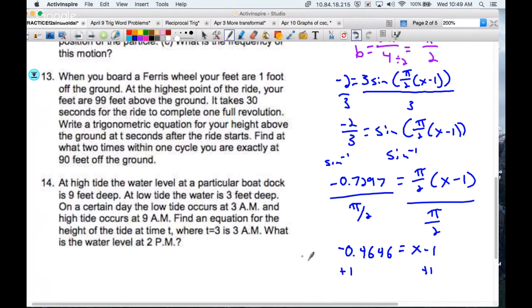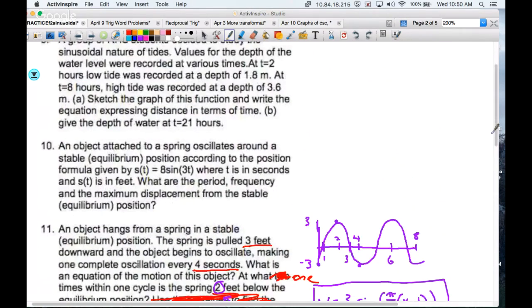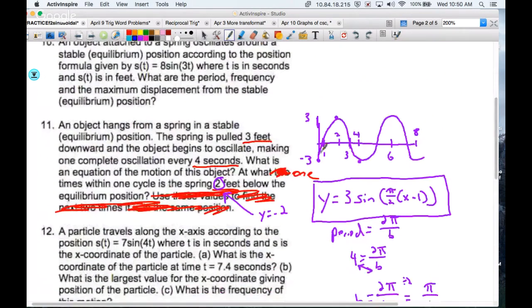And so I know for certain at 0.53 seconds, it will be 2 feet below the equilibrium position. Let's look back up at our diagram. That makes sense. Between 0 and 1, so right about there, it hits -2. But in our next unit, we're going to be able to solve for all of these times where it hits -2. So that'll be a cool trick.